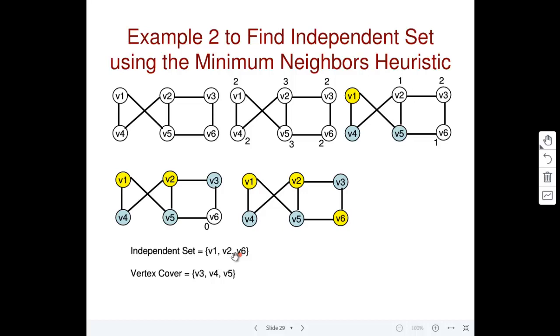Now again, we are not sure whether it's a maximum size independent set. We can go to the graph and manually check. That means, is there a possibility of finding an independent set of size 4 on this 6 vertex graph? Probably not. V1, V5, V3, that is no, V1 and V5 cannot be together. So it could be V4, V3 and V5. So V3, V4, V5 could be an independent set, but that's also of size 3. So I don't think there's an independent set of size 4 in this graph. So what we determined from this heuristic is actually even the maximum size independent set.